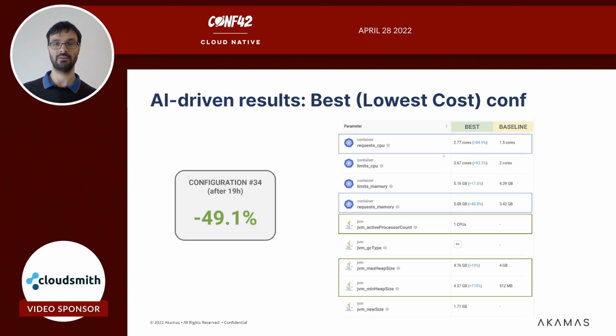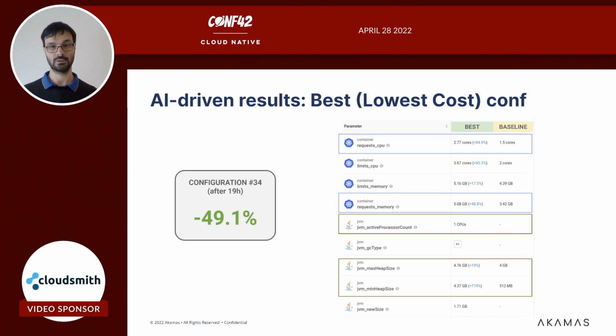Let's now have a look at the best configuration identified by ML with respect to the defined cost efficiency goal. This was found at experiment number 34 after about 19 hours, and almost halves the cost of running the application with respect to the baseline. First of all, it's interesting to notice how our ML-based optimization increased both memory and CPU requests and limits, which is not at all obvious and may seem at first counterintuitive, especially as Kubernetes is often considered well-suited for small and highly scalable applications.